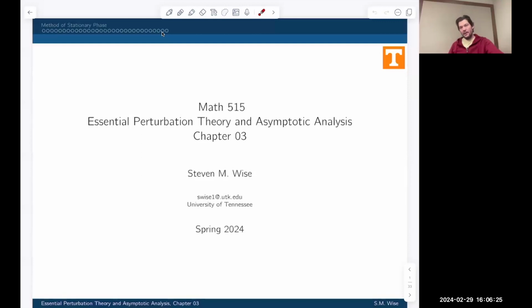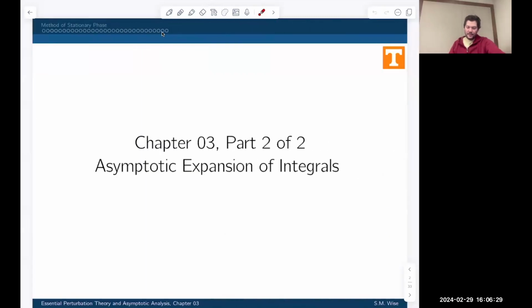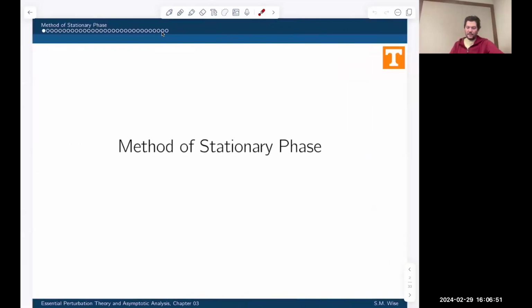Today we'll finish, I hope, Chapter 3. Chapter 3 is all about asymptotic expansions of integrals. So we covered integration by parts and the Laplace method, which was broken up into two parts. We did that for Laplace integrals of the first kind and second kind. And now we're going to discuss another method for obtaining asymptotic approximations for integrals of a slightly different type, called the method of stationary phase.